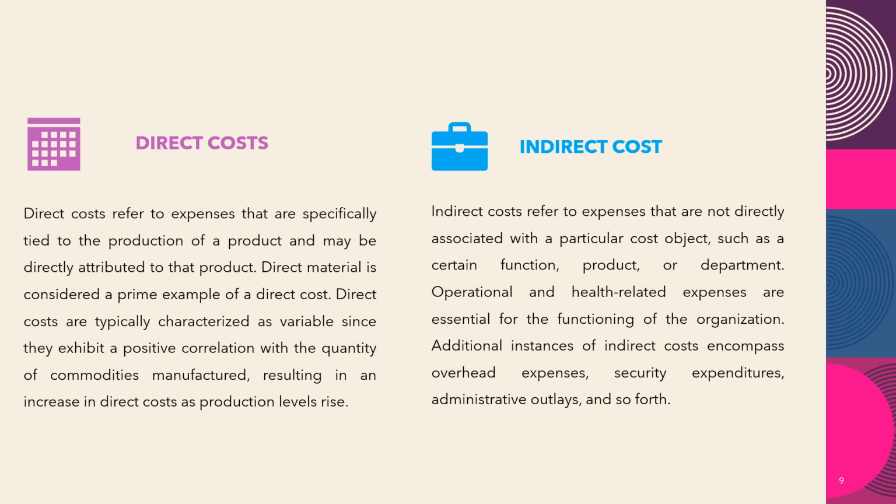Direct costs are typically characterized as variable since they exhibit a positive correlation with the quantity of commodities manufactured, resulting in an increase in direct costs as production levels rise. For indirect costs, this refers to expenses that are not directly associated with a particular cost object, such as a certain function, product, or department. Operational and health-related expenses are essential for the functioning of the organization. Additional instances of indirect costs encompass overhead expenses, security expenditures, administrative layouts, and so forth.